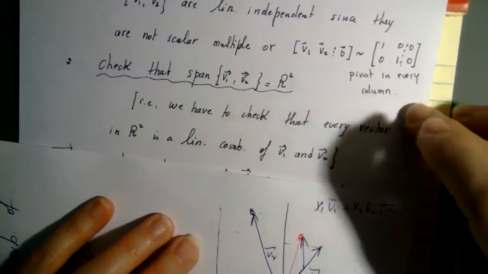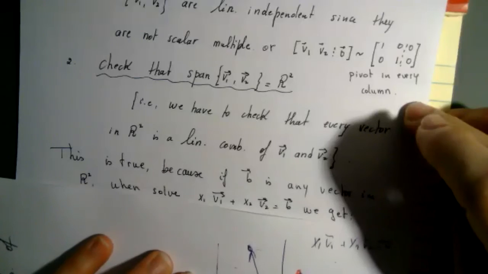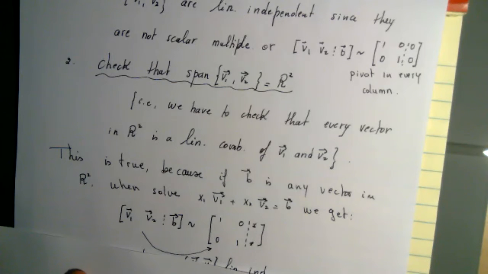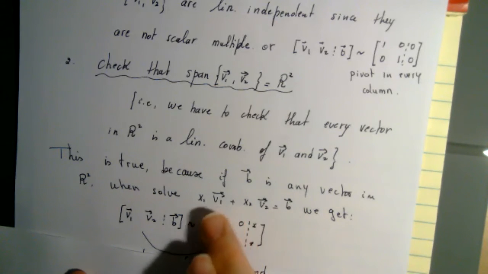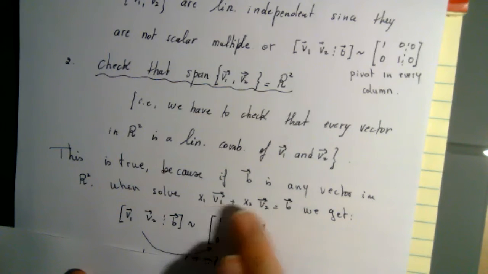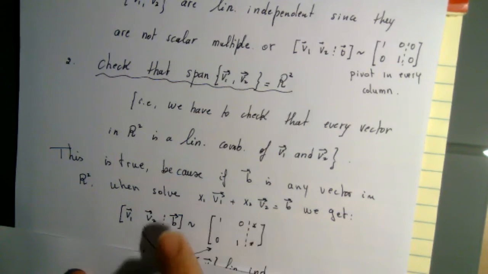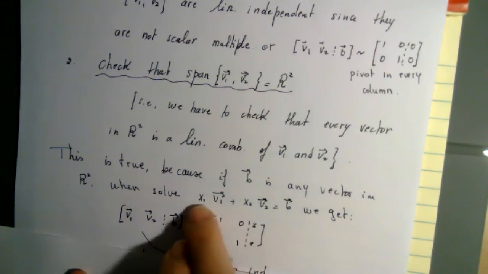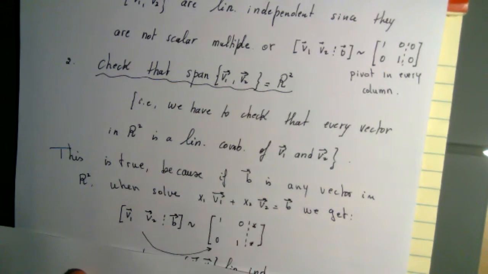That's what we call the invertible matrix theorem. But now it's actually reminding you why. This is true because if B is any vector, and we try to solve, I mean, I've asked ourselves, can I write B as a combination of V1 and V2? I try to solve the system [V1 V2 | B]. Ask myself, can I always find those weights?